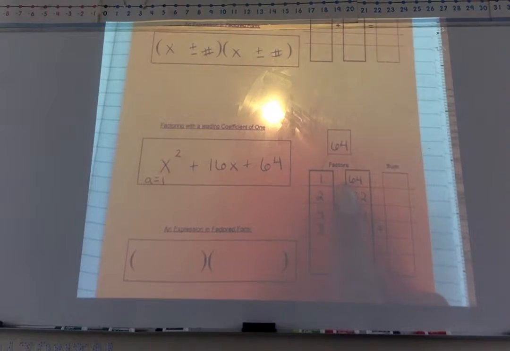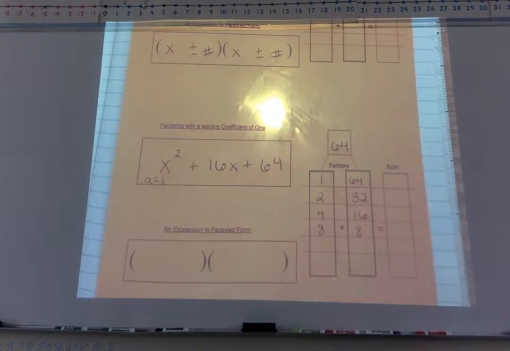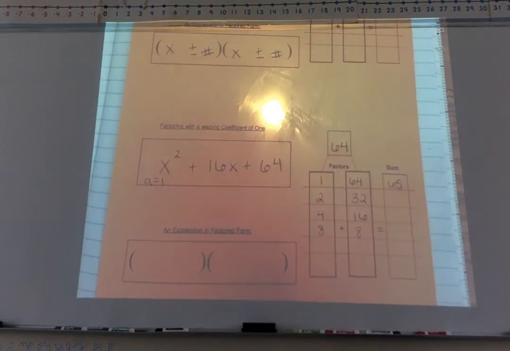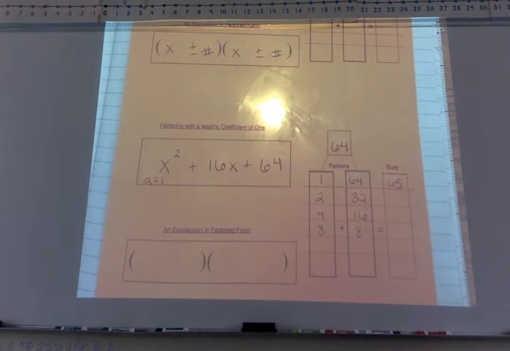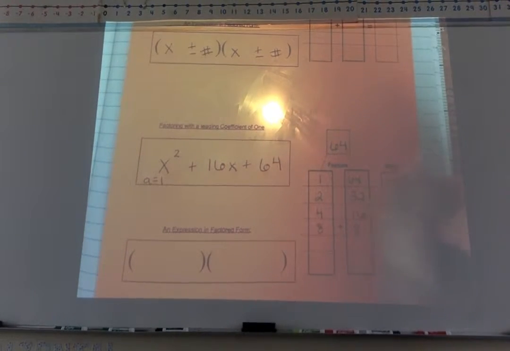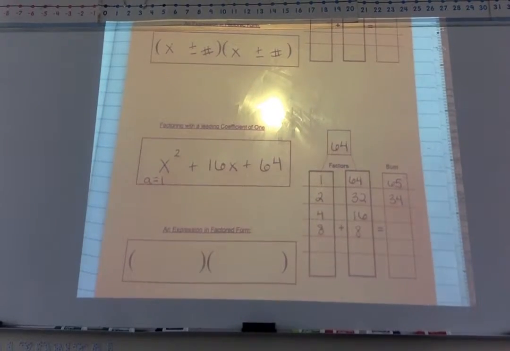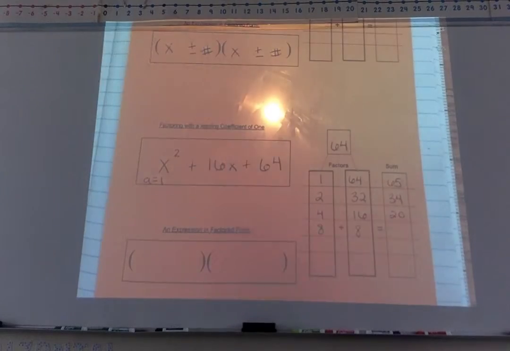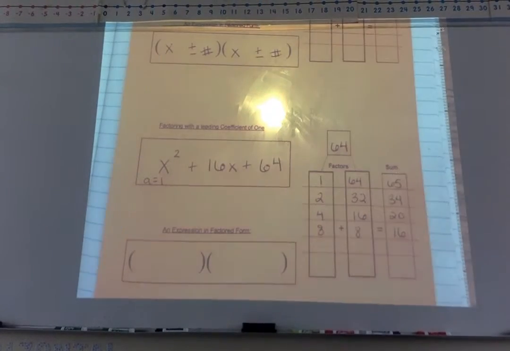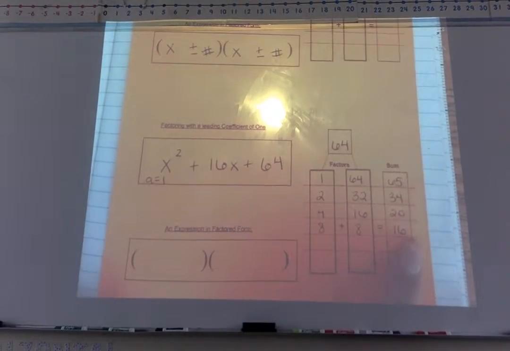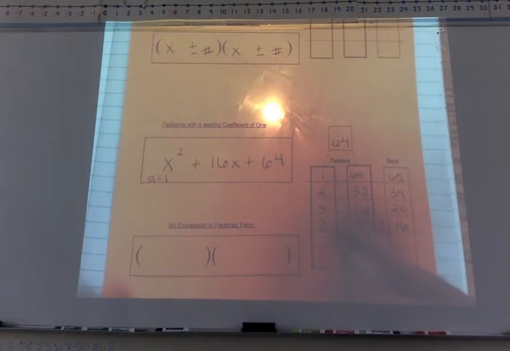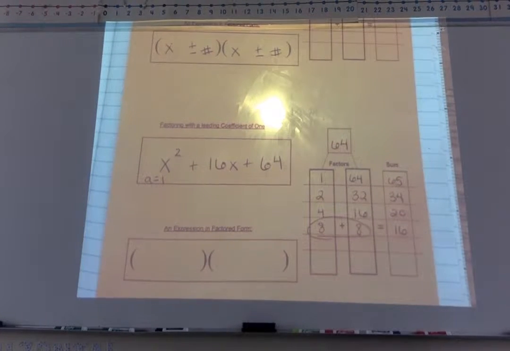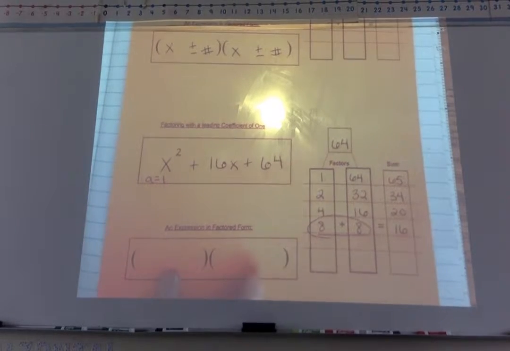So what's 1 plus 64? 65. What about 2 plus 32? 34. 4 plus 16 is? 20. And 8 plus 8? 16. Good. So these right here are the terms that I'm looking for. I'm going to use those two factors to make my binomials.